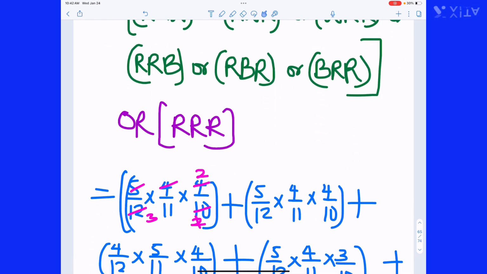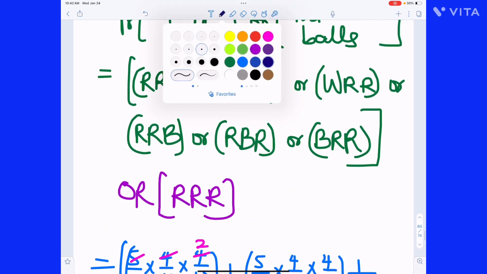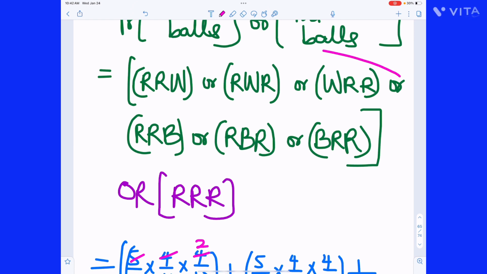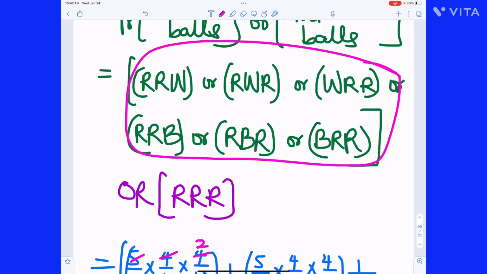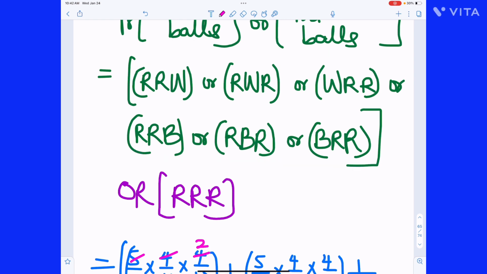You understand? Then this is now the probability of picking 3 reds, which we will compute after finishing this first bracket. All of these represent the different ways of picking 2 reds. So you could pick 2 reds and 1 black, or 2 reds and 1 white. So then this now represents the probability of picking 3 reds.